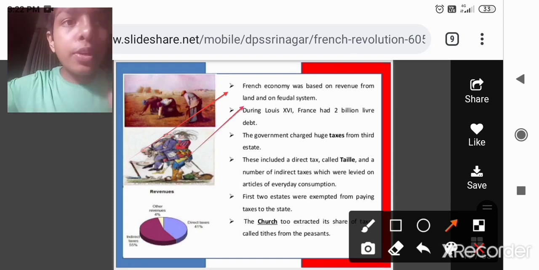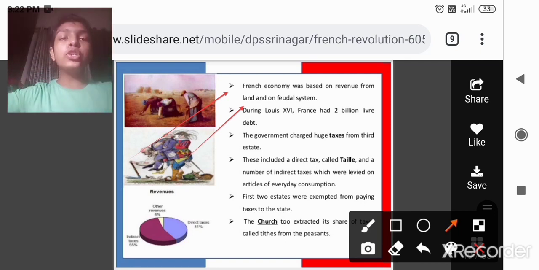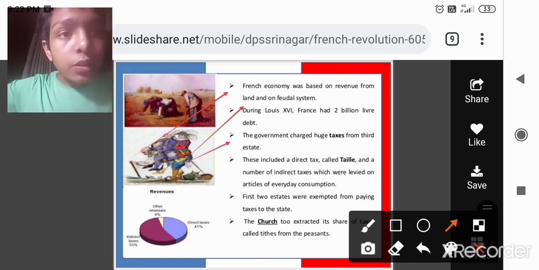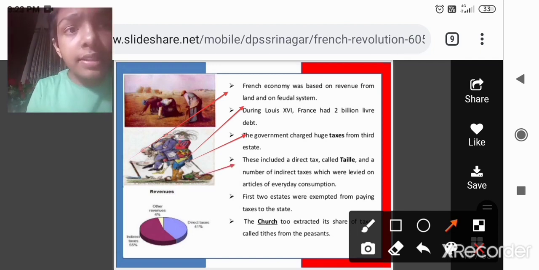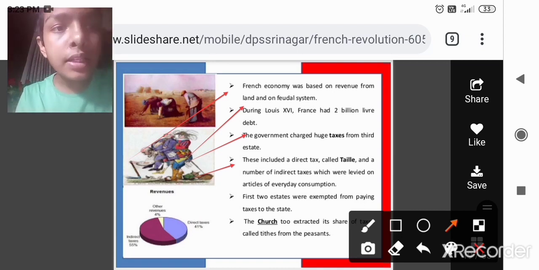Second point, during Louis XVI, France had 2 billion livre debt. Debt means loss. So the government charged huge taxes from the Third Estate. What I told you about the taxes, there were tithe and taille taxes. These included a direct tax called taille, which they used to directly give to the state, as I told you, and a number of indirect taxes which were levied on articles of everyday consumption. You eat wheat every day, pay tax on it, you eat bread, pay tax on it, whatever you eat in everyday consumption, just give them the tax. Useless, right? Then the first 2 estates were exempted from paying taxes to the state.